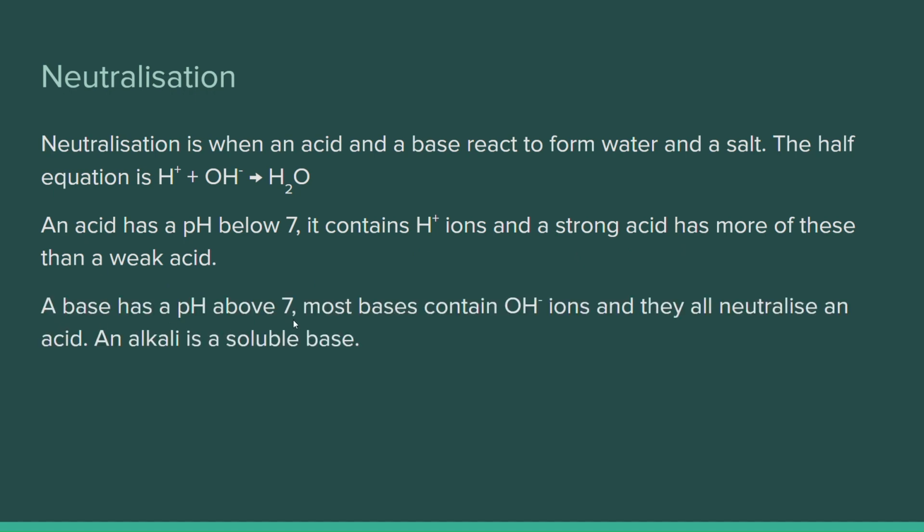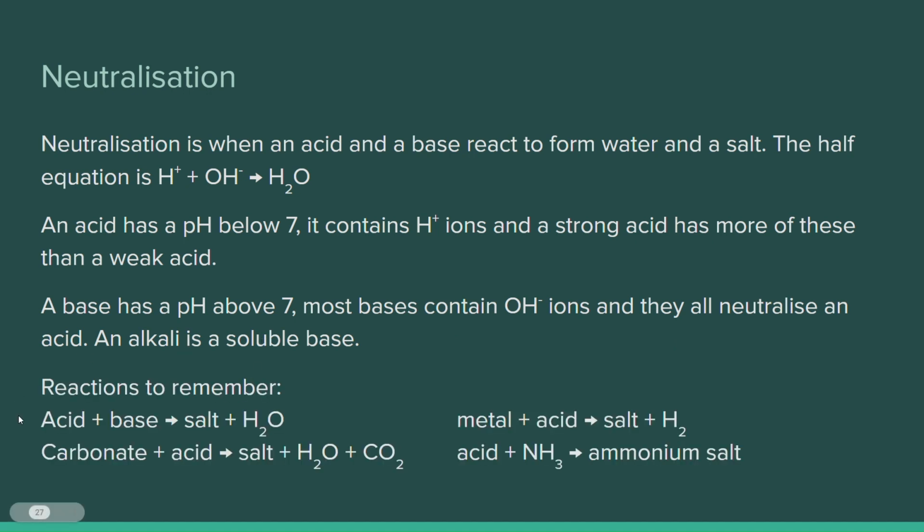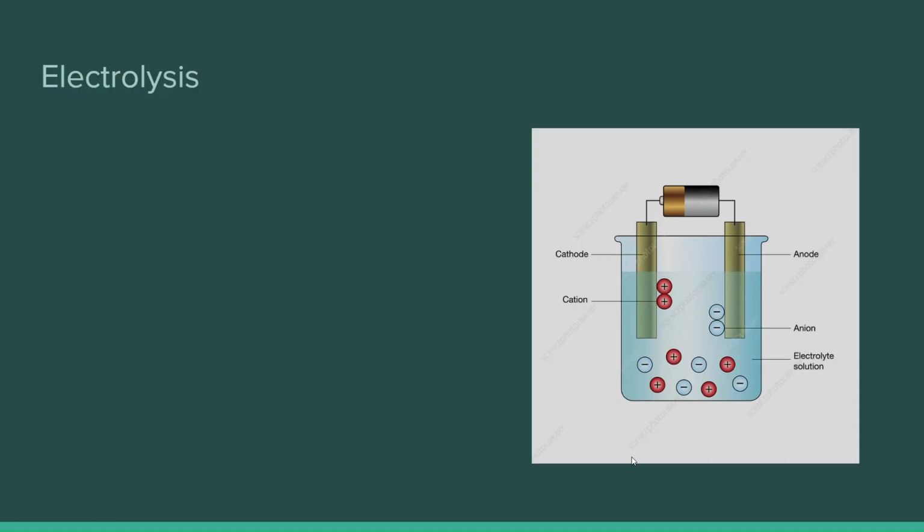A base has a pH above 7, which is neutral, and most contain OH minus, but some don't because there's also the alkali metals, and they all neutralize an acid, and alkali is a soluble base. So these are the reactions to remember. An acid and a base create a salt plus a water. Metal and an acid create a salt and hydrogen. Carbonate and acid create salt and water and carbon dioxide. And an acid and ammonia create an ammonium salt, sorry.